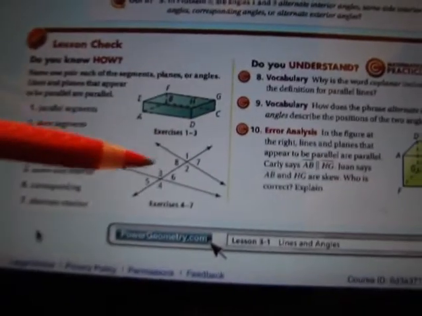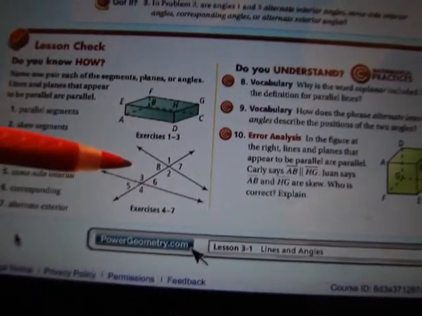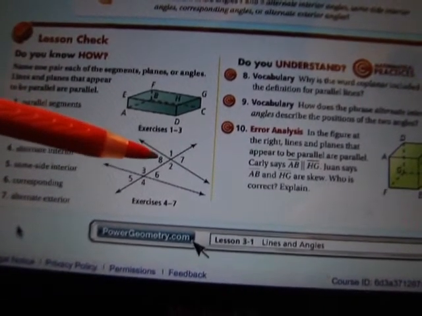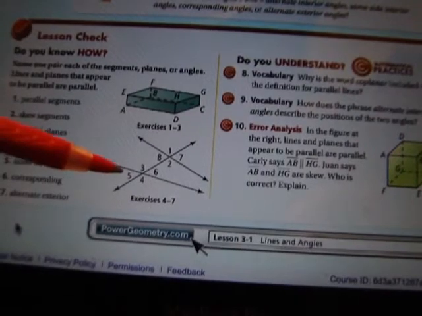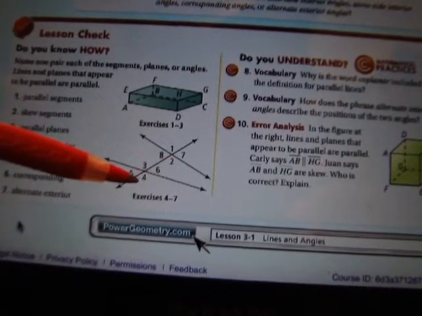Number 6 says corresponding. Corresponding means in the same position in the intersection. So see, we have this intersection, we have this intersection. The one that corresponds with 1 would be 3. The one that corresponds with 8 would be 5. The one that corresponds with 7 would be 6. The one that corresponds with 2 would be 4.